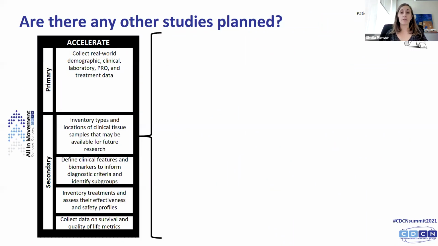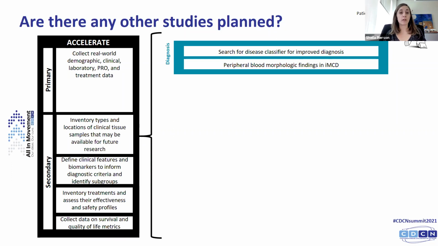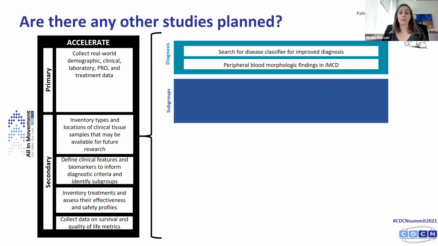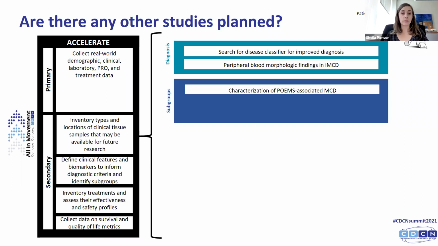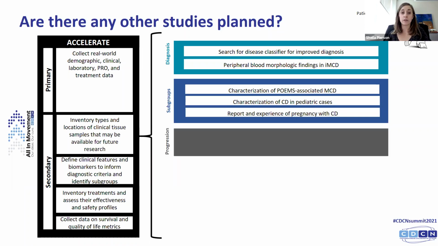So we can look into diagnosis. We can search for a disease classifier to, again, help improve diagnosis. We want to look in the blood at morphologic findings of IMCD. We can look more at subgroups. So we want to characterize the POEMS-associated MCD. We want to characterize Castleman disease in pediatric cases, which we know is very important. We want to report the experience of patients who have pregnancy with Castleman disease.